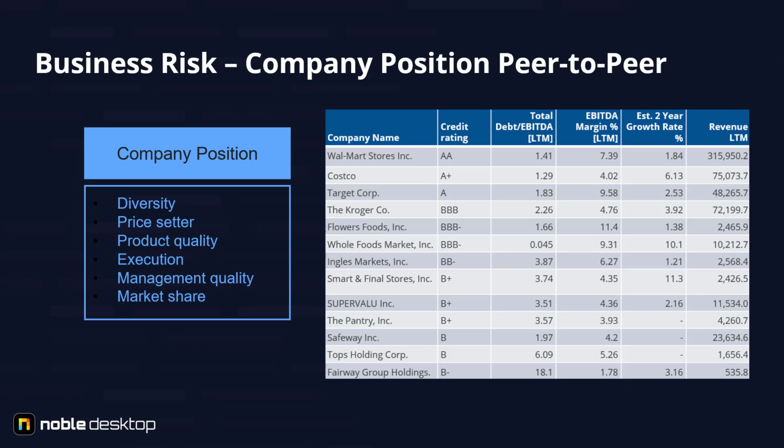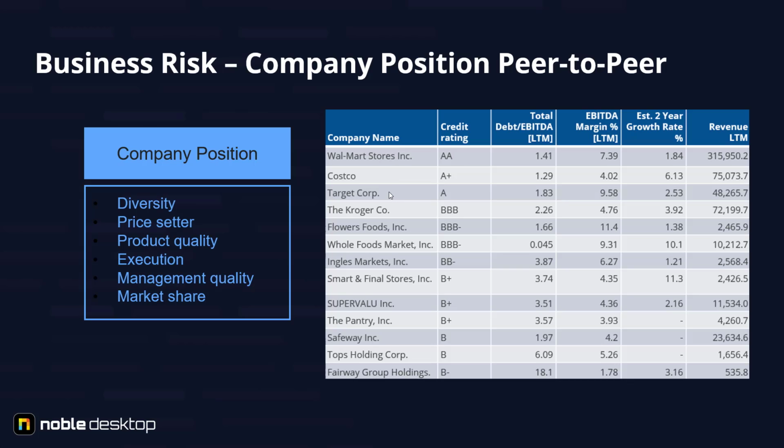So here are the companies from the food industry, and you can see some of the critical financial ratios and values listed here. For example, Walmart stores are rated as AA, which is a very high rating. And you can see that the total debt to EBITDA ratio is looking really good here. EBITDA margin is 7.39 and 2-year growth rate is 1.84. In addition to that, the revenue for the last 12 months is tremendous compared to other peer companies.